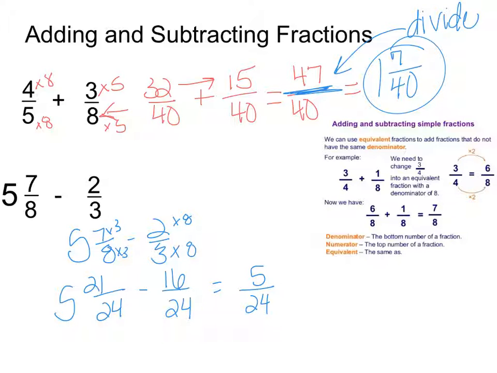And then we have a whole number of 5, minus, there's not another whole number. So we have 5 and 5/24. 5/24 is in lowest terms because there's nothing that goes into 5 that also goes into 24. So that's our final answer.